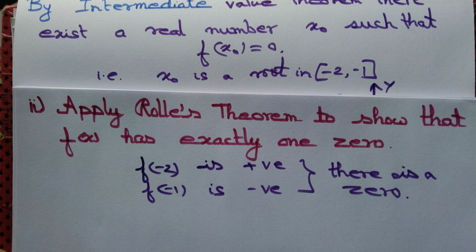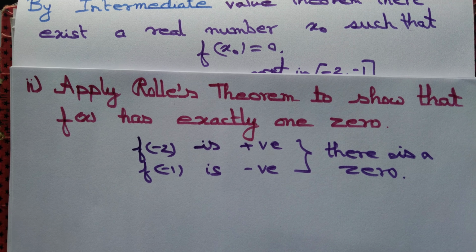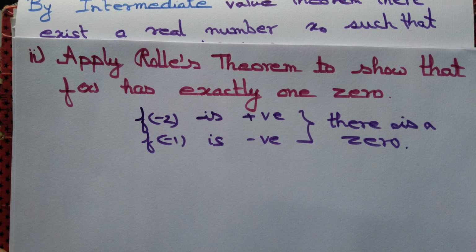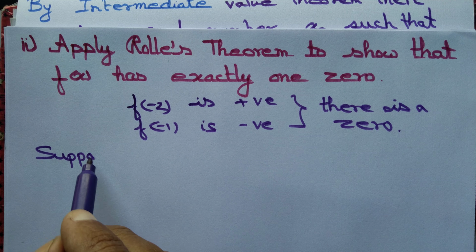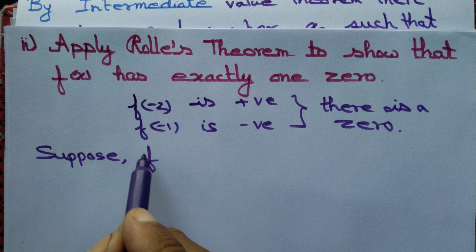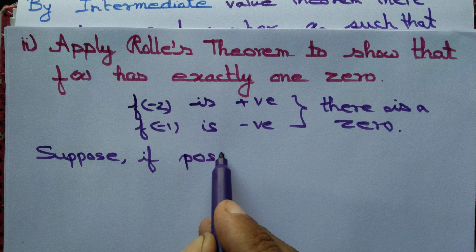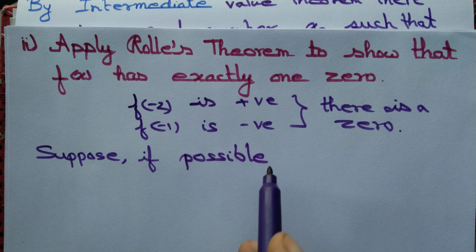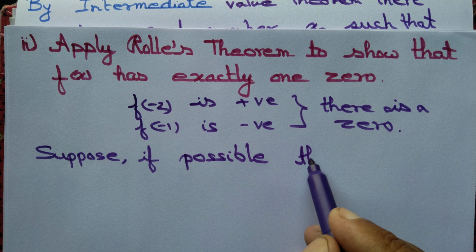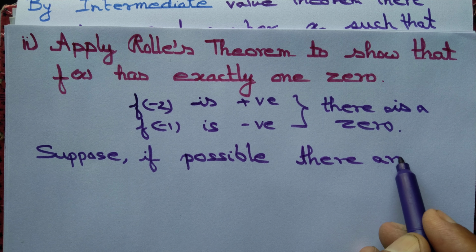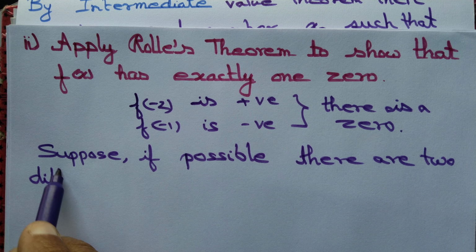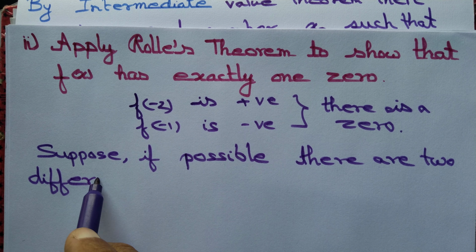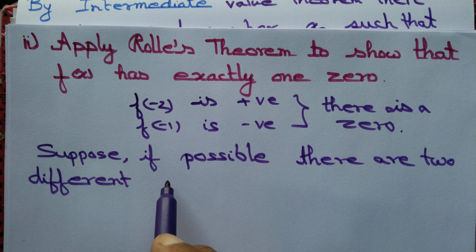Now we need to show that there is exactly 1 zero. Suppose, if possible, there are 2 zeros. We will do it by contradiction. So we will assume that, if possible, there are 2 different zeros. Those zeros should be different, right? If they are the same, then we'll get the same zero.